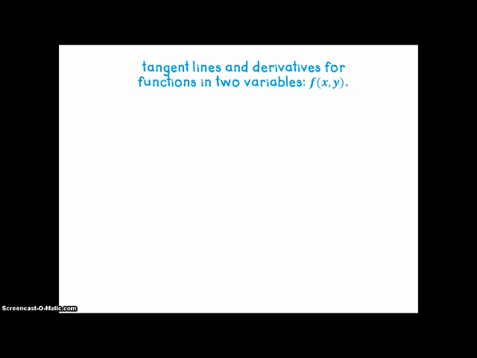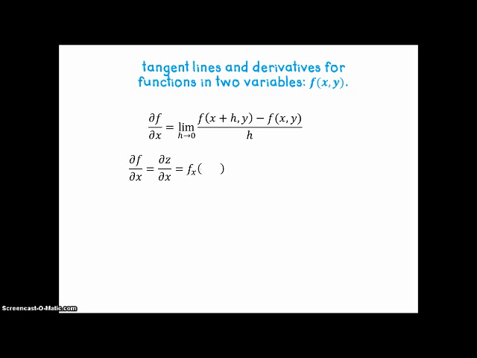Now we'll look at tangent lines and derivatives for functions in 2 variables. And we have a slightly different symbol for a partial derivative of f with respect to x. And notice if we take our derivative of our 2 variable function with respect to x, we add the h to the x value, and if we evaluate that, we get the partial derivative with respect to x. And here are some different notations for the partial derivative of f with respect to x. We can use f or we can use z, and we can use various other symbols including the dx.